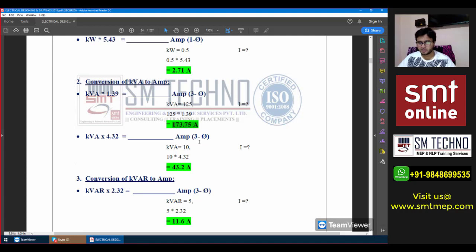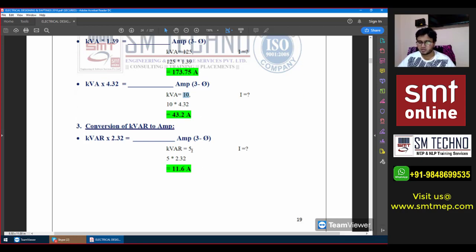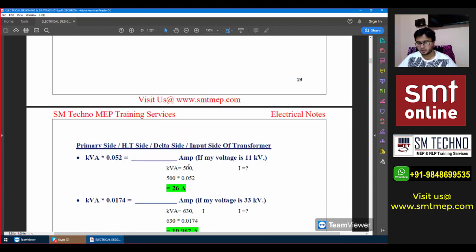For example, for the single phase, actually this is for the single phase. It's a typing mistake over here. So kVA is 10 into 4.32. For example, if 10 kVA is there, 10 into 4.32 will give you 43.2 ampere. You can cross verify and you'll get the same answer. For example, you have 5 kVAr, multiply with 2.32, and you'll get the current value, 11.6 ampere.